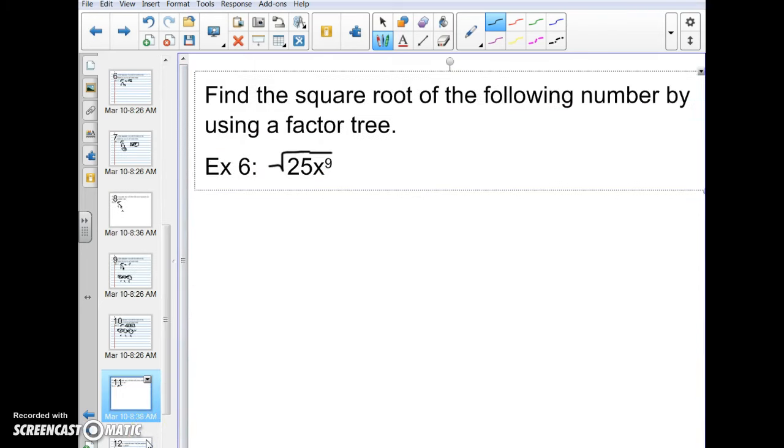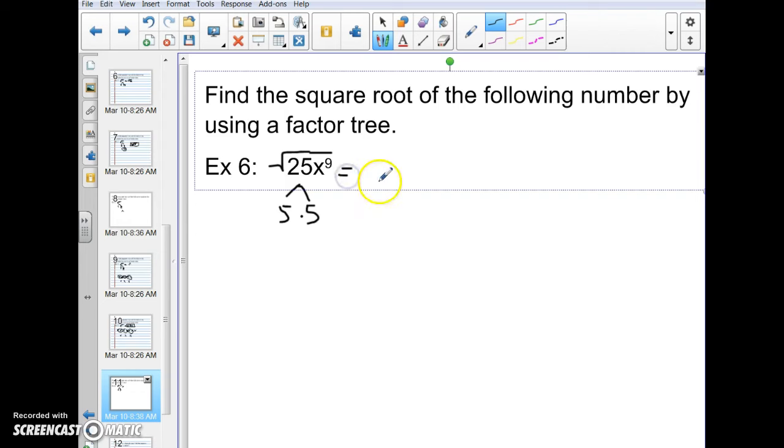And I have one more example here. Now I have numbers and I have variables. I'm going to help you guys a little bit here. So I'm going to have 5 times 5. 5 is prime, so I can stop there. Now I have 9 of these.